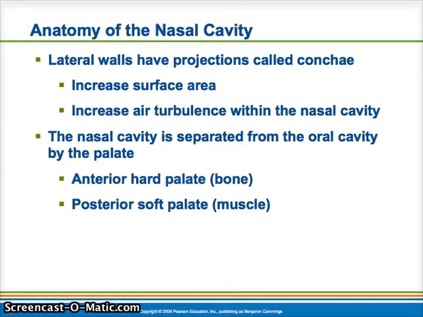The nasal cavity is then separated from the oral cavity by the palate. The anterior part of the palate is referred to as the hard palate. The posterior part of the palate is referred to as the soft palate. The soft palate is made out of muscle, and the hard palate is made out of bone.